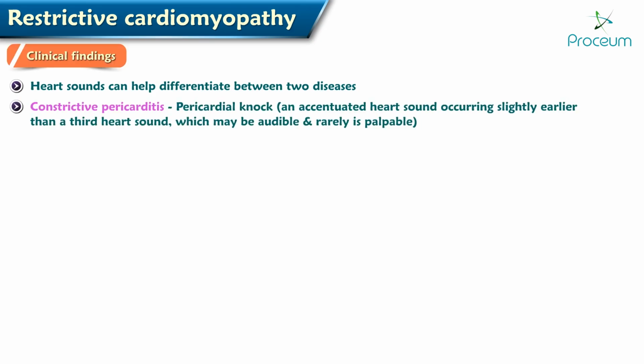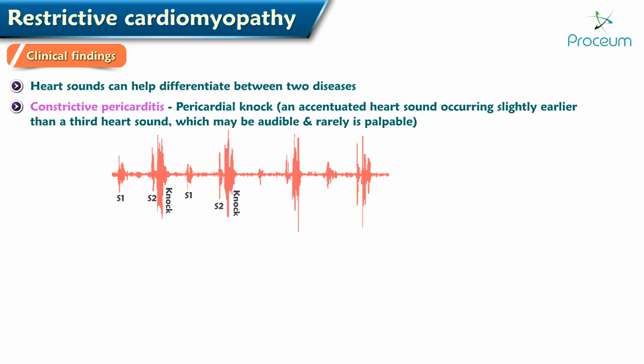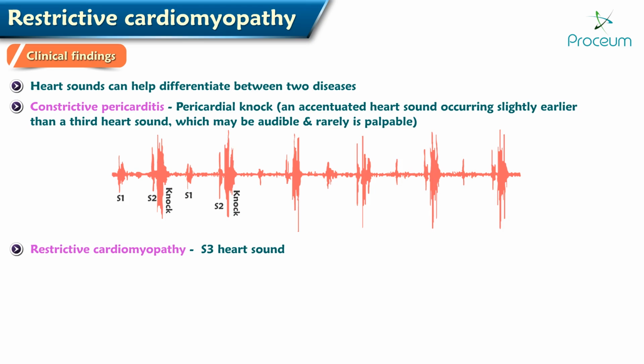Patients with constrictive pericarditis can have a pericardial knock, which is an accentuated heart sound occurring slightly earlier than a third heart sound, which may be audible and rarely is palpable. Patients with restrictive cardiomyopathy usually tend to have an S3 heart sound.